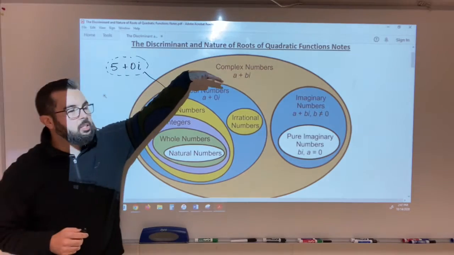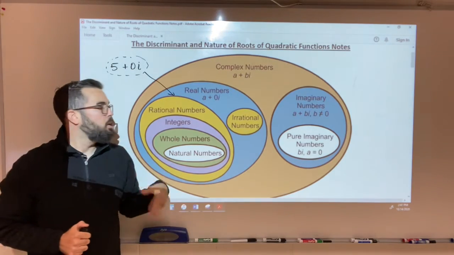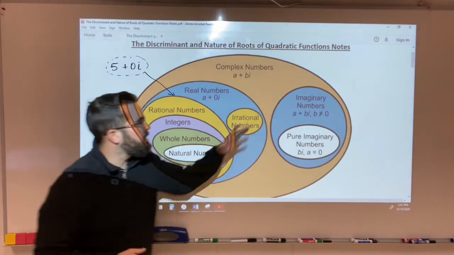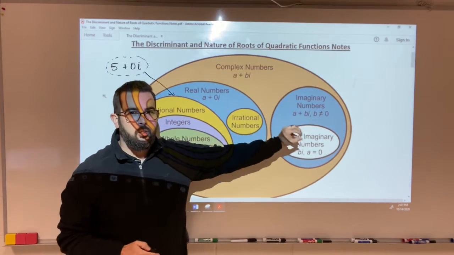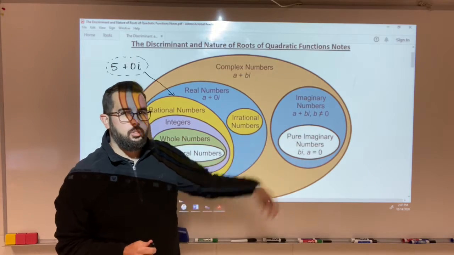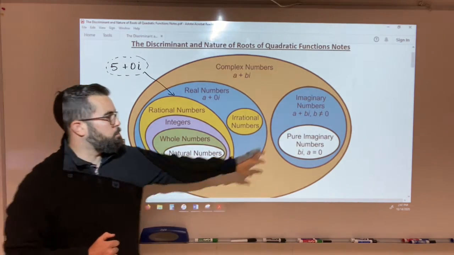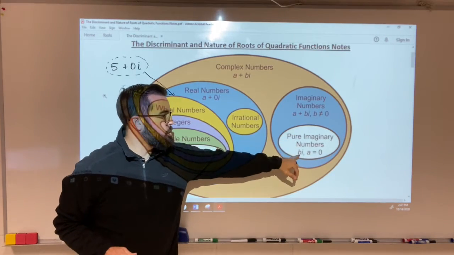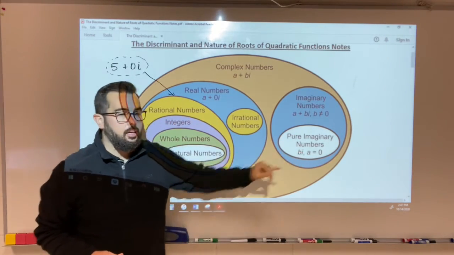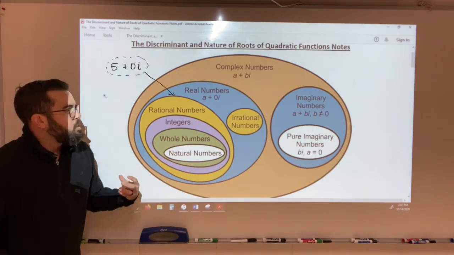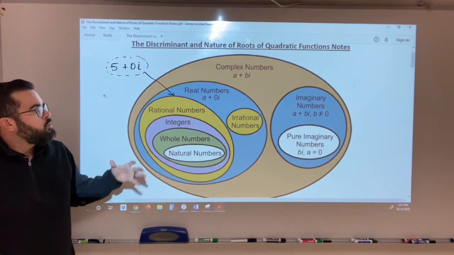So all numbers are considered complex, and the one gripe that I have with this image is the fact that they split imaginary numbers into two. There's really just one circle here. This wasn't my image, so I couldn't edit it, but there's really just pure imaginary numbers that can be written in just bi. That's what belongs in this circle. All right, but this is our number system.